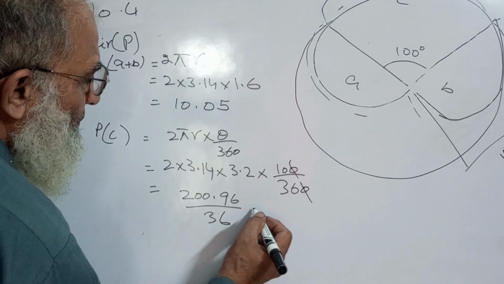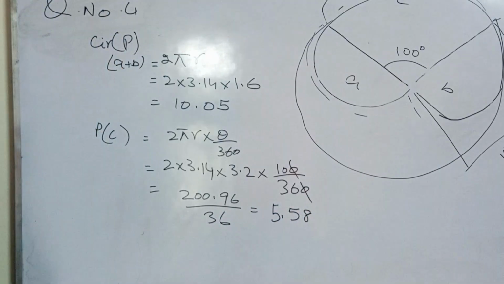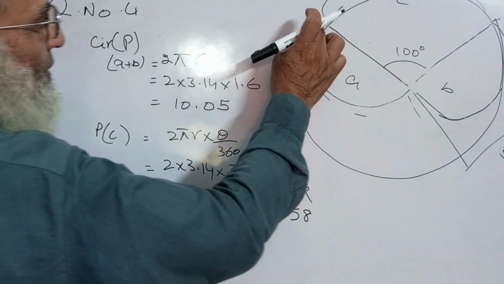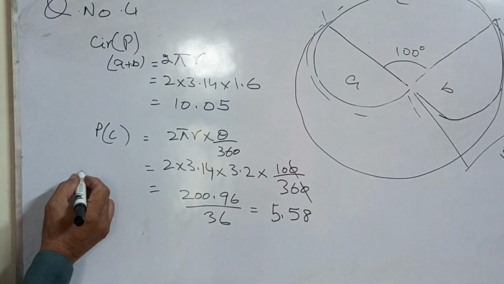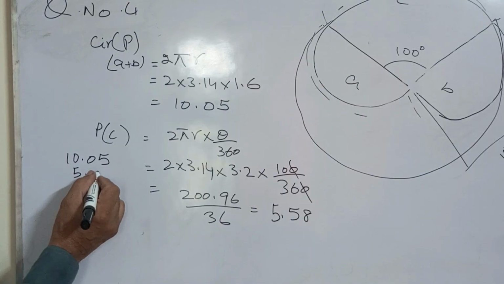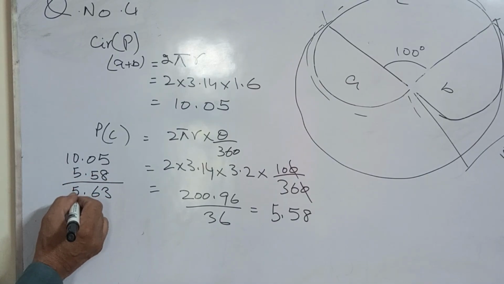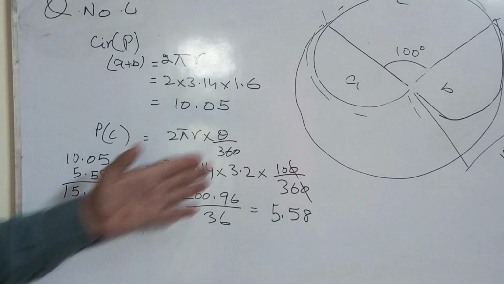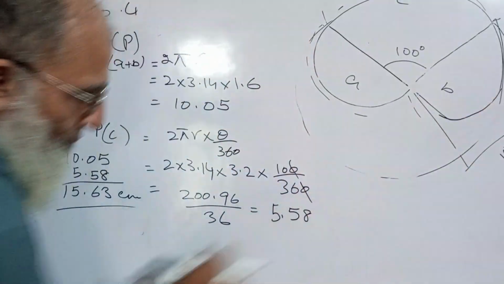Now this will become 5.58. C only, from here to here. Just add this in this: 10.05 plus 5.58. So it will become 15.63. This is your answer for this figure.